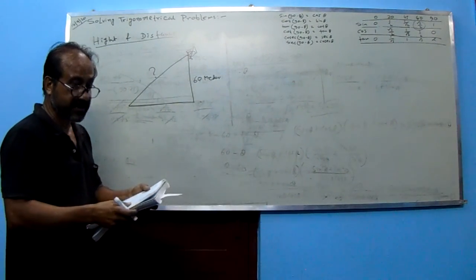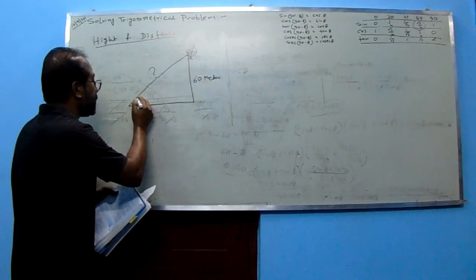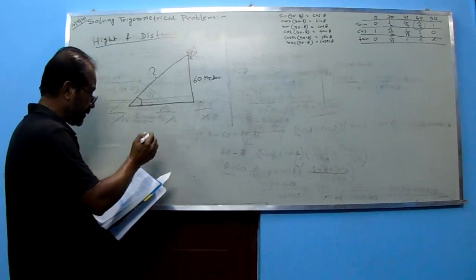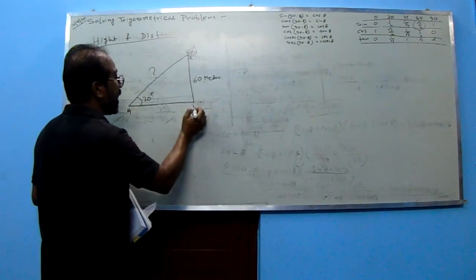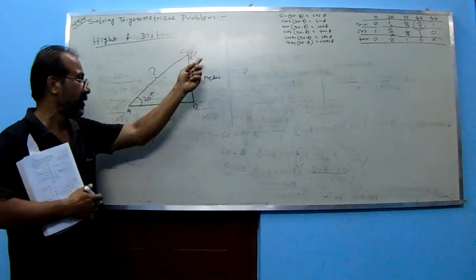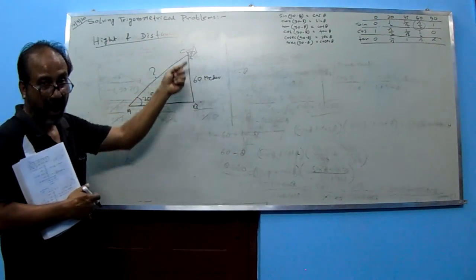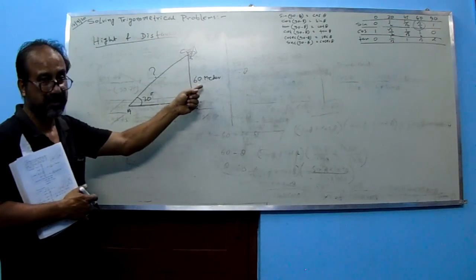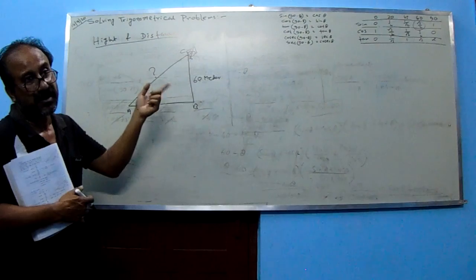The perpendicular height is taken as 60 meters, and it makes an angle with the ground of 30 degrees. If I name the points A, B, C, the position of the kite is C, and the angle of elevation is 30 degrees. The kite is maintaining a height of 60 meters. So the hypotenuse, the length of the string, is to be found.